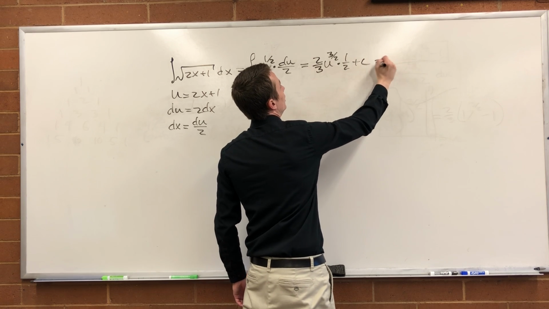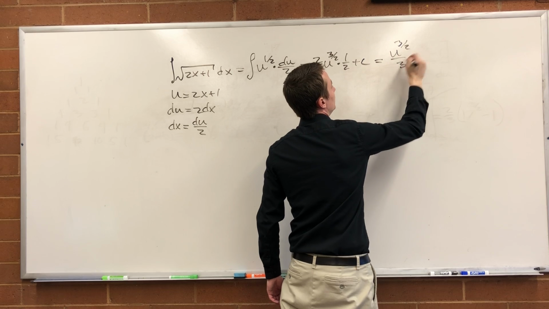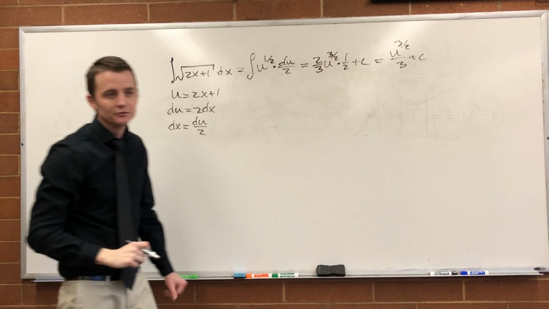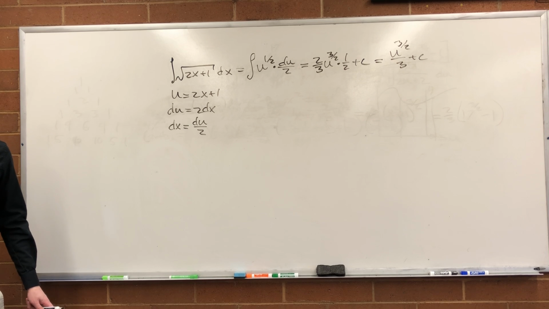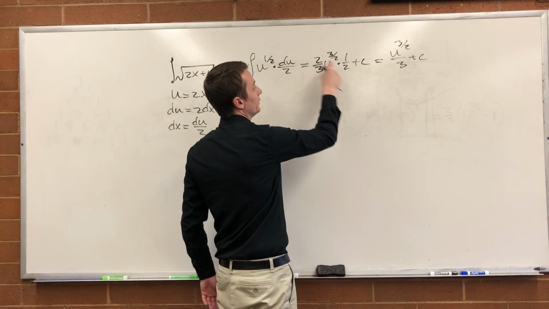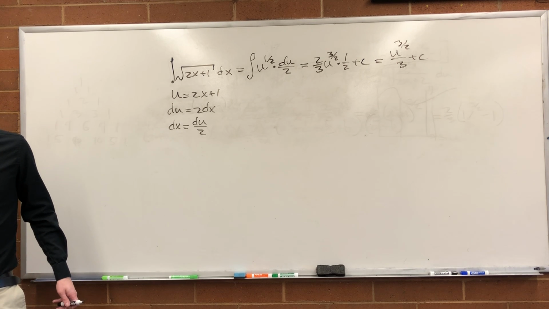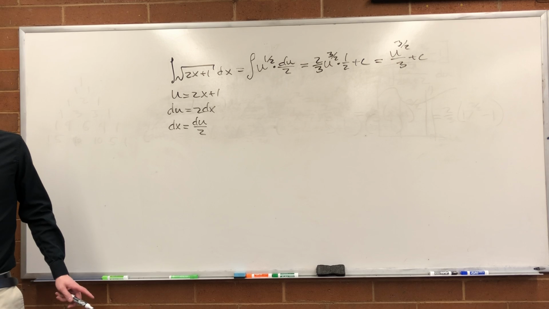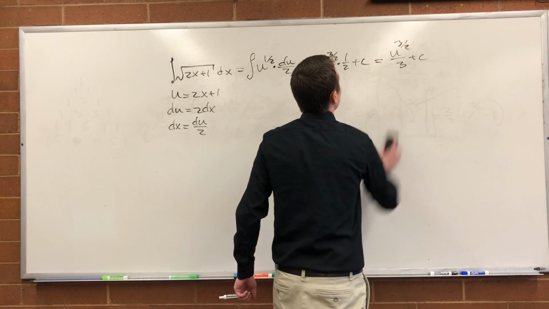Plus our constant. The 2's go out, this 2 with that 2, so we're left with u to the 3/2 over 3 plus c. Okay. Let's do another one.